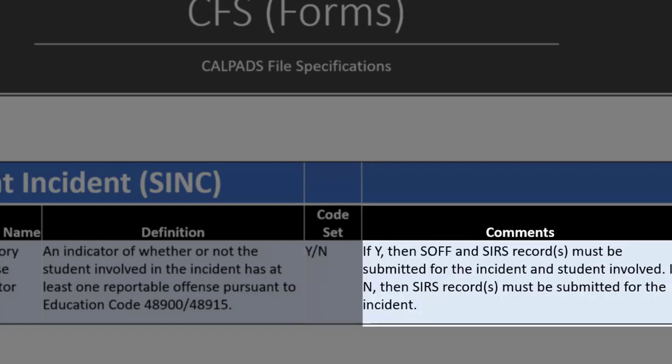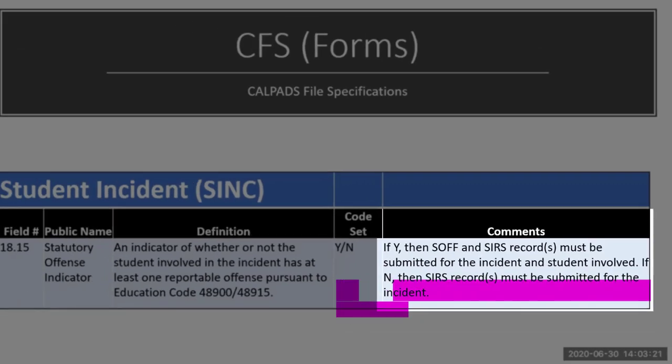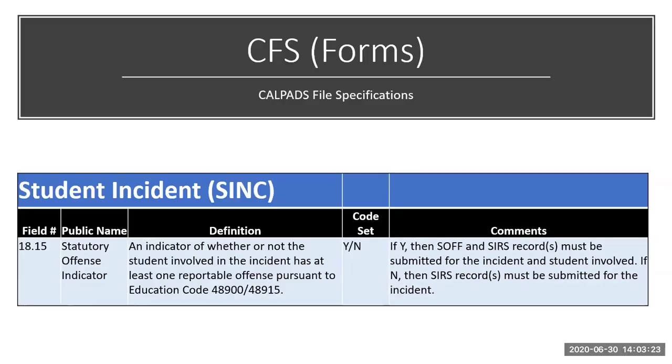And then in the comments, it tells you if yes or if Y, then the SOF, student offense, and the SIRS records must be submitted for the incident and the student involved. If no, then only the SIRS record must be submitted for the incident. So it's reiterating, you're looking at the sync. If the Y is indicated for the statutory offense, you have to submit the student offense record.